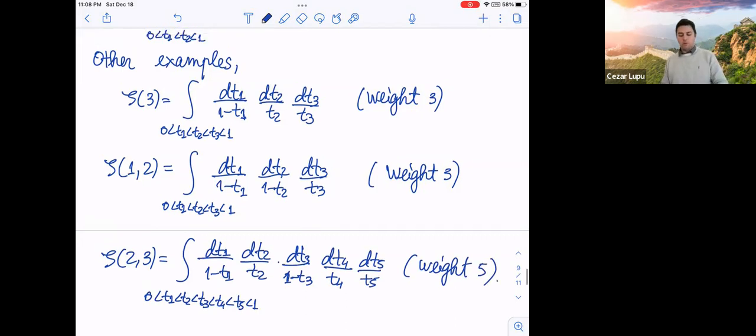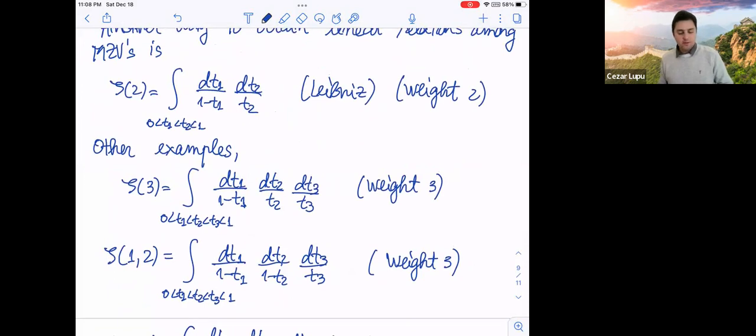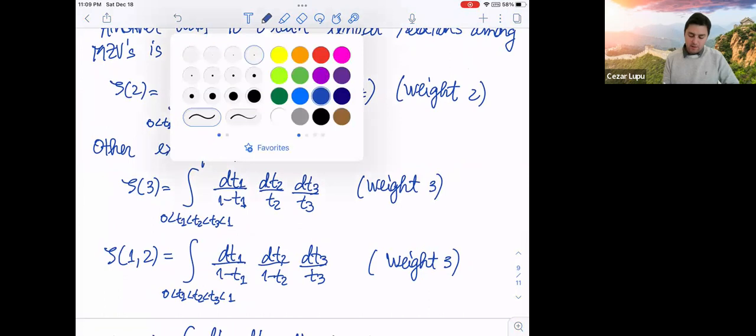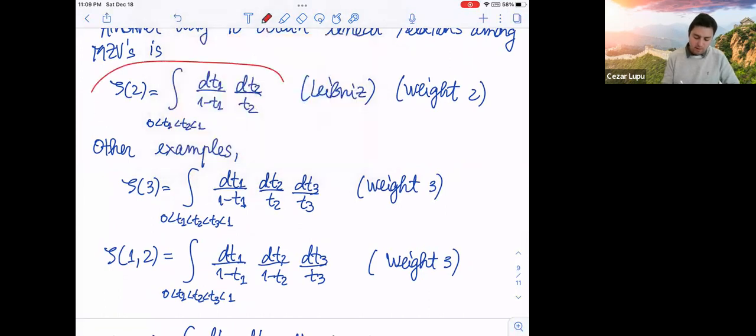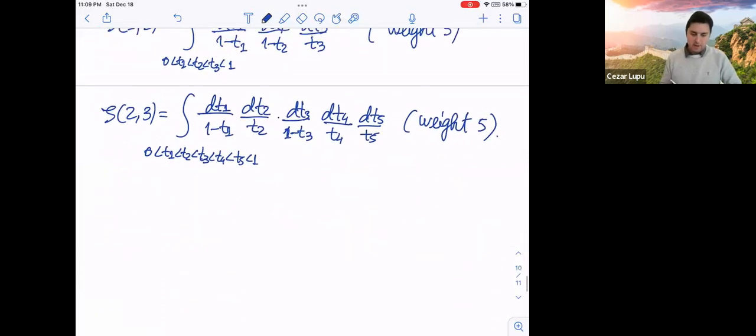All right. So what we're going to do, as you can see, is play around again, just like we did with the stuffle product when we multiplied two single zeta values by multiplying their series representations. Now let's just play around with two single zeta values. We're going to multiply their integral representations. So let's take the first example.